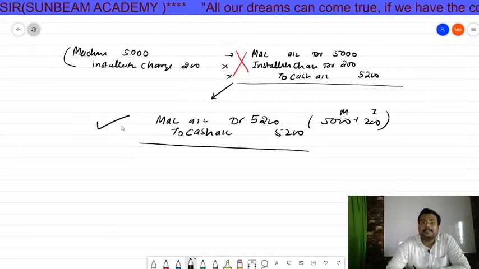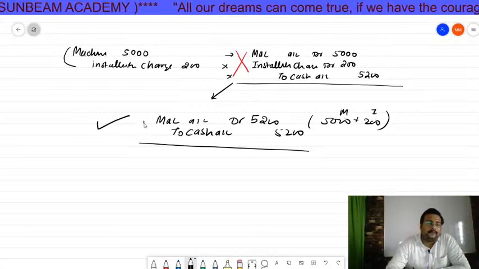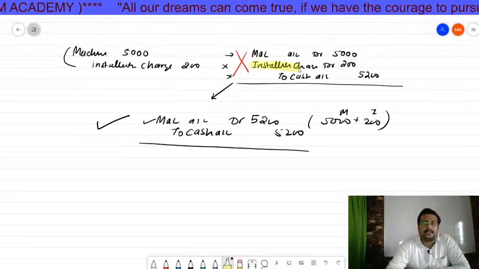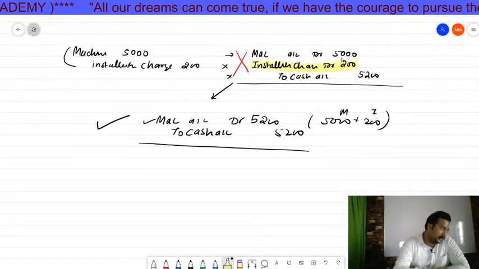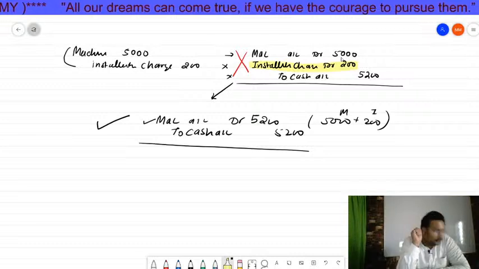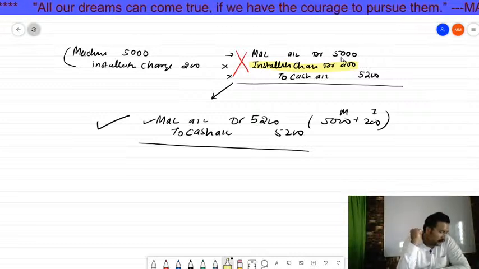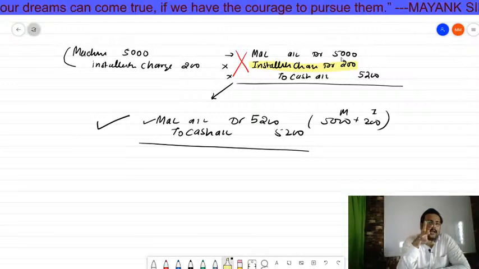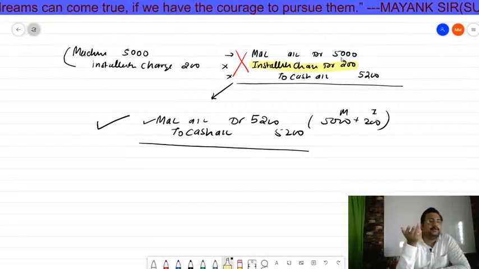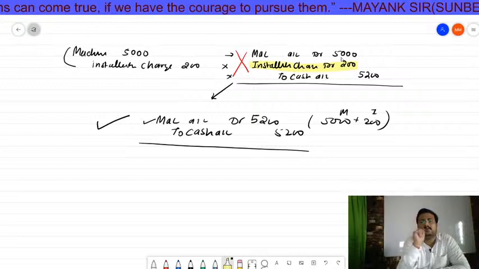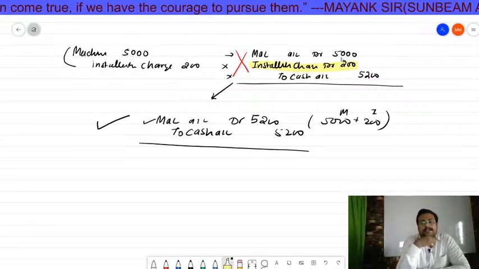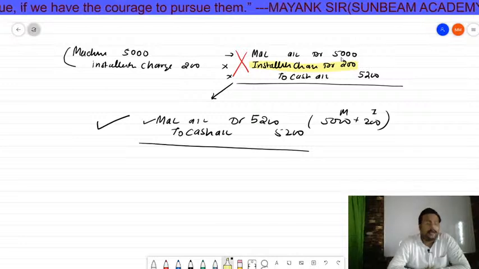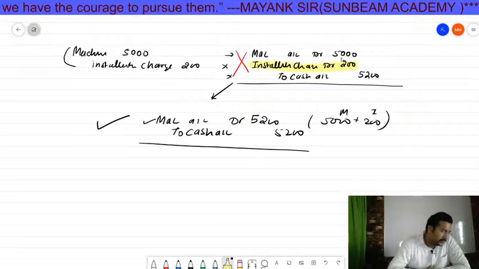Now what is the error of principle? Instead of machinery account, if someone opens the installation charge account separately, that is the error of principle. Okay बच्चा, if you opened a separate installation account instead of the machine account, not following the rules and regulations, it is a rule of capital expenditure, so it will be a type of error of principle.